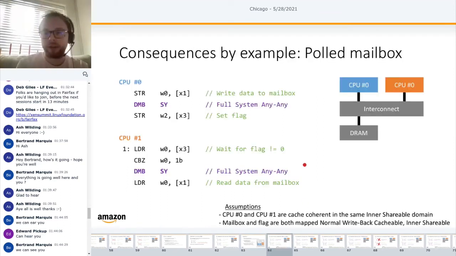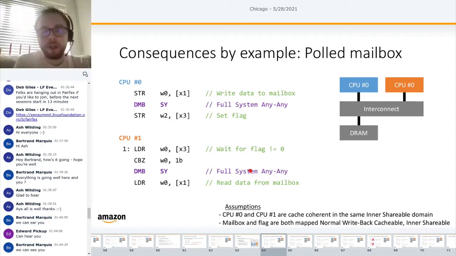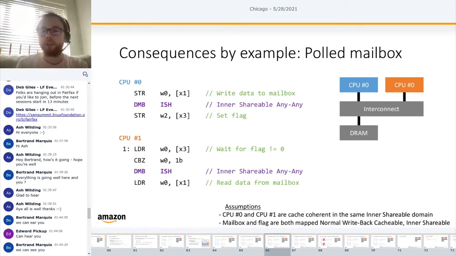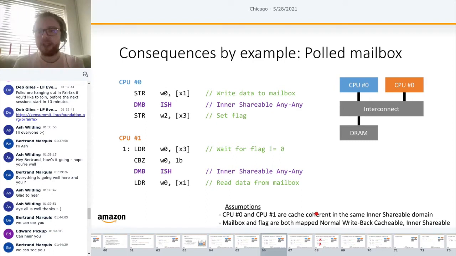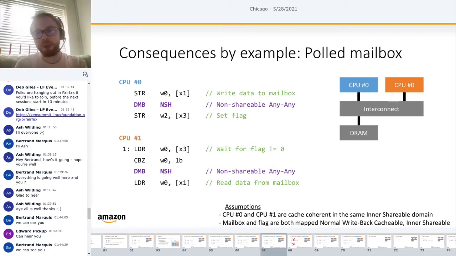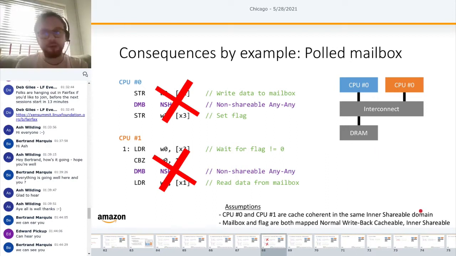So coming back here again, if I put a DMB SY, that means full system, any to any. And that will work. That's good. But we can do better. Again, this idea of descoping the barrier to make it minimally intrusive. So I could put it as OSH for outer shareable, and that's going to work. I can put it as ISH for inner shareable, and that's going to work. Can I go all the way down to non-shareable? Well, no, not in this example.